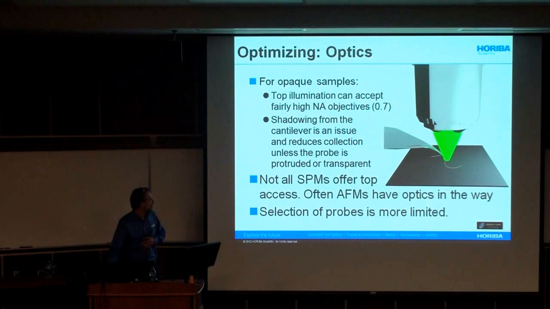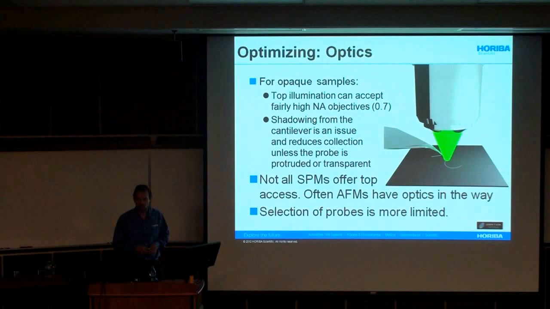Okay, so then for opaque samples, top illumination is one choice that can accept fairly high NA objectives. Of course, you always need a decent working distance to be able to bring the tip under the objective. There's, of course, an issue using standard tips or standard cantilevers that will shadow the tip if you illuminate from the top, and you have a regular cantilever. Illuminating the bottom of the tip is not that easy. If you have a fairly high NA objective, the light will come at an angle and you might be able to reach the tip, but you definitely don't collect all the light you could because of the shadow. So in that case, it's recommended to use protruded tips or extended tips or transparent probes, okay?